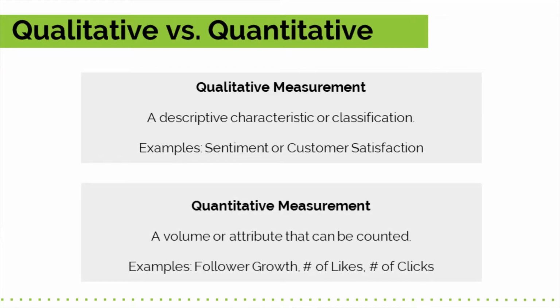Quantitative metrics, on the other hand, is defined as a volume or attribute that can be counted. Examples would be follower growth or the number of followers, number of likes on Facebook, or number of post clicks. Facebook, Instagram, and Twitter have metric insights available for business pages, so you won't need a separate measurement tool to get the metrics that we're going to discuss today. The insights pages for these platforms can be really overwhelming because they give you so much data. The truth is, you don't need to measure everything, and you shouldn't. You should only measure what matters to your business.